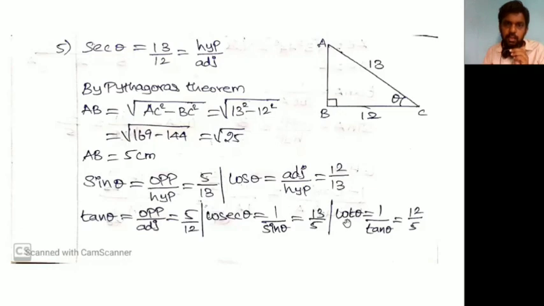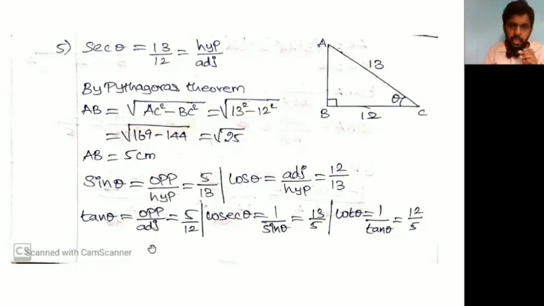Cot theta is adjacent divided by opposite. Adjacent is 12, opposite is 5. So 12 divided by 5. Or you can say cot theta is equal to the reciprocal of tan theta. Since tan theta is equal to 5 by 12, cot theta will be 12 by 5. So by knowing one trigonometric ratio, we can find all the 6 trigonometric ratios. With this concept, you can do the third one and fourth one on your own.